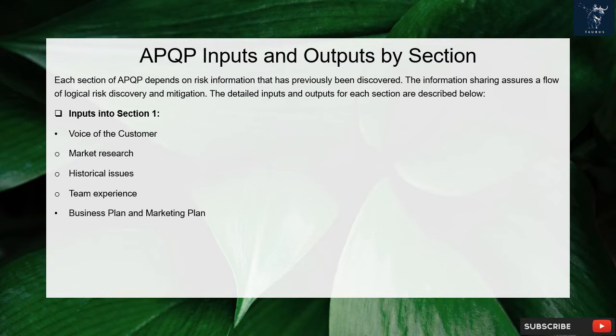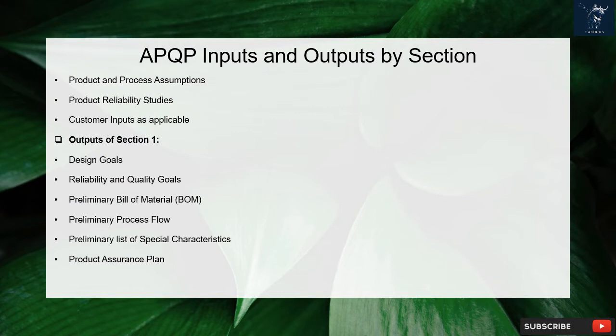Inputs into Section 1. Voice of the customer, market research, historical issues, team experience, business plan and marketing plan, product and process benchmark. Product and process assumptions, product reliability studies, customer inputs as applicable. Outputs of Section 1. Design goals, reliability and quality goals, preliminary bill of material (BOM), preliminary process flow, preliminary list of special characteristics, product assurance plan, gateway approval.